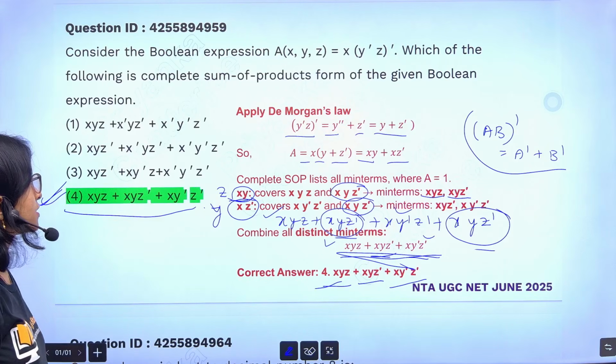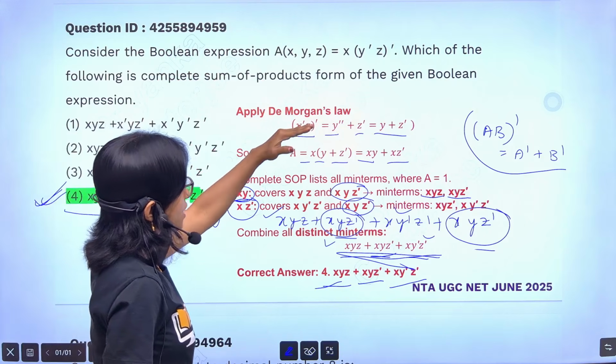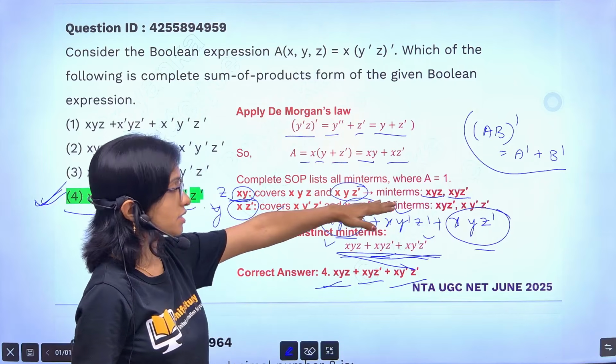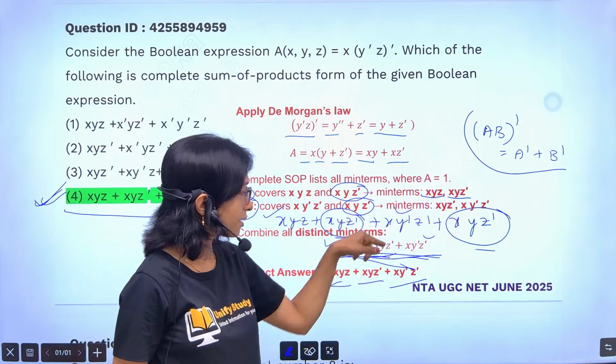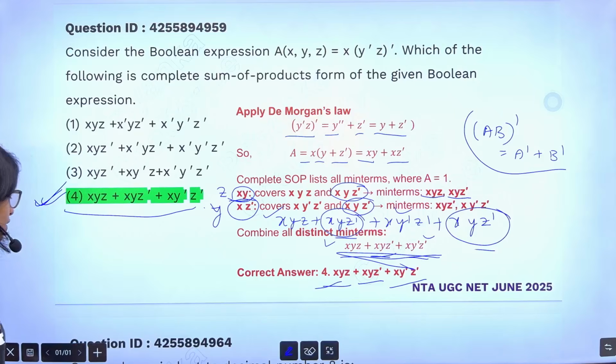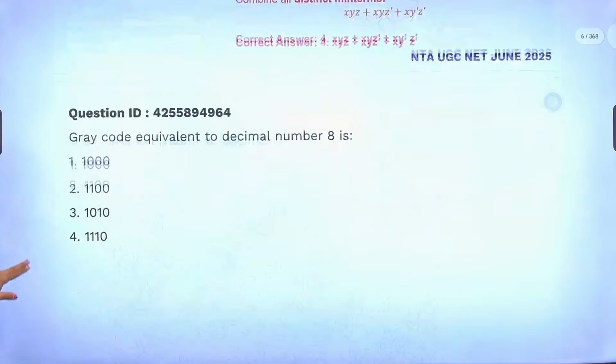How to get it? First De Morgan's law. After that, fill in the terms that are not there. Then complete the expression, and wherever terms are repeating, make it one and get the answer. Option 4 is the correct answer here.